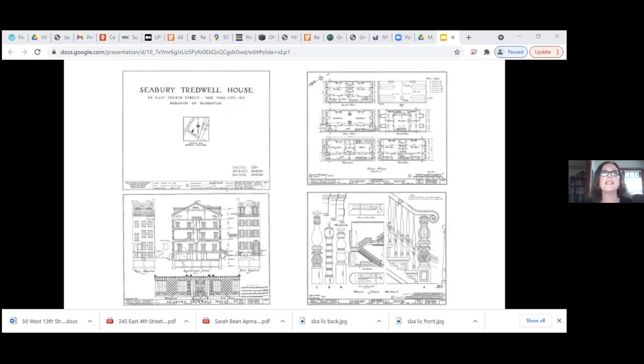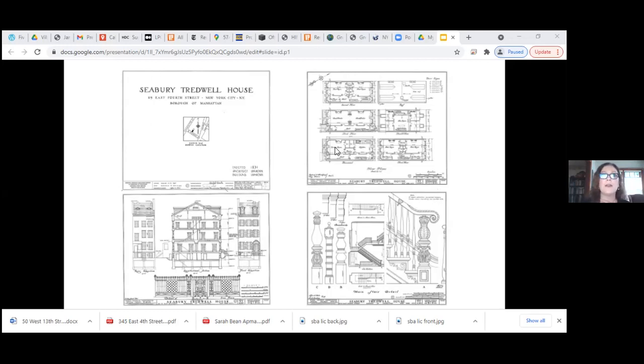These drawings detail how intact the Merchant's House was to its construction at that time, and it continues to be so today. The form that it shows you is typical of New York City row houses at this time and into the 19th century. You have the raised basement level, which would have the kitchen at the rear, which would spill out into the backyard, which was largely utilitarian in its nature at that time.